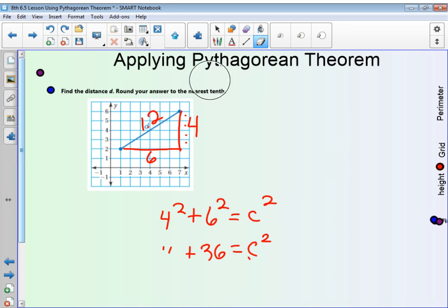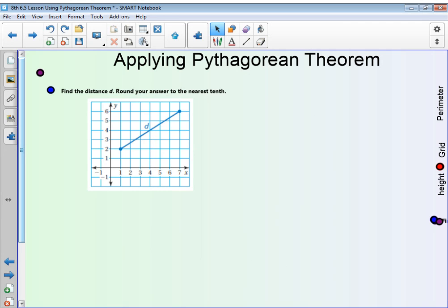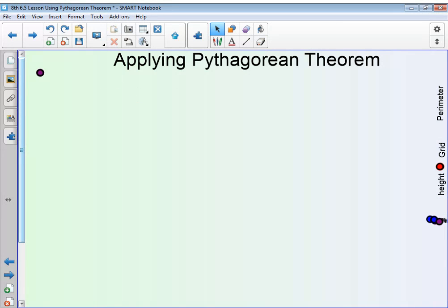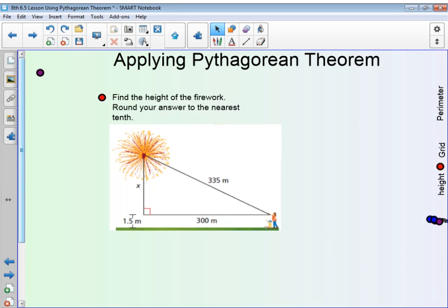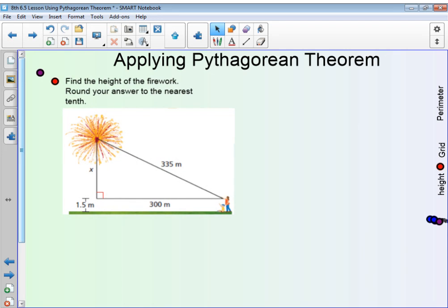It's just another format that they can go ahead and give you to work that Pythagorean theorem. Okay, so here's another thing where it's a little bit more advanced. It says find the height of the firework, round your answer to the nearest tenth. So notice that we have a triangle there, it's a right triangle.